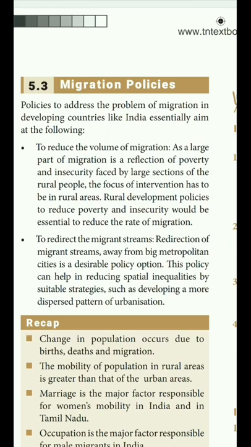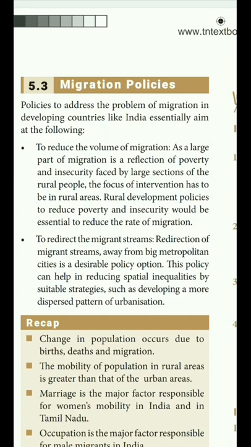So, to redirect the migrant stream, redirection of migrant stream away from big metropolitan cities is a desirable policy option. The people will prefer and they will move. This policy can help in reducing spatial inequalities by suitable strategies, such as developing a more dispersed pattern of urbanization. So according to this, it is not a compulsion. People are not moving because of poverty and insecurity, but by their own will and wish.